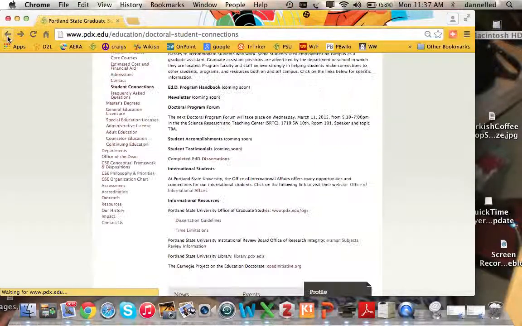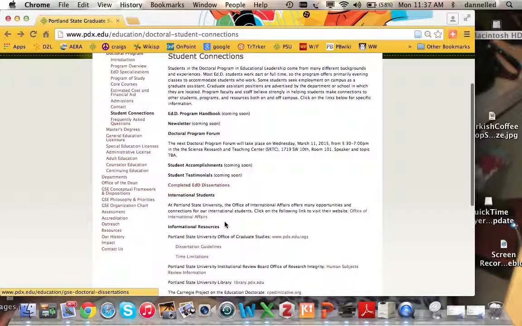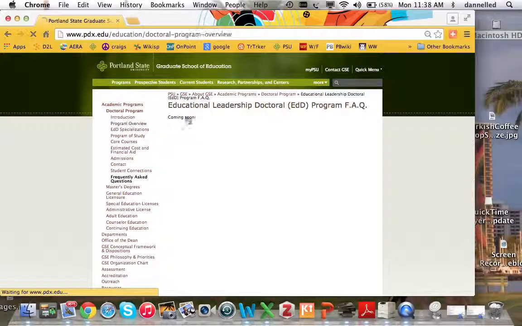Let's go back. Maybe we should put in a link to some completed core papers as well. And let's see, information resources. All right. This human subjects information, I don't know how much to put there, but that's possible. And then we have a page with frequently asked questions, which Stephanie has been collecting for quite a while, and that, of course, has to be coming soon.